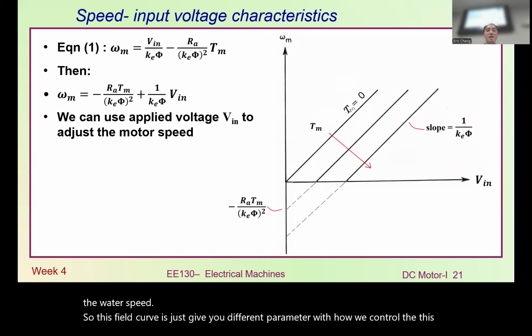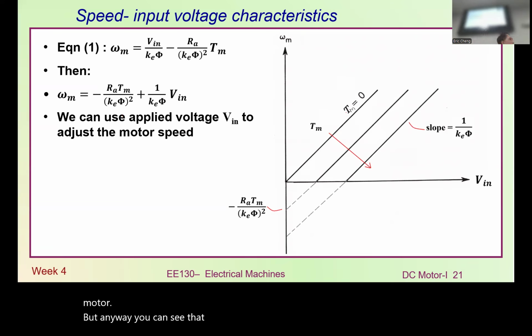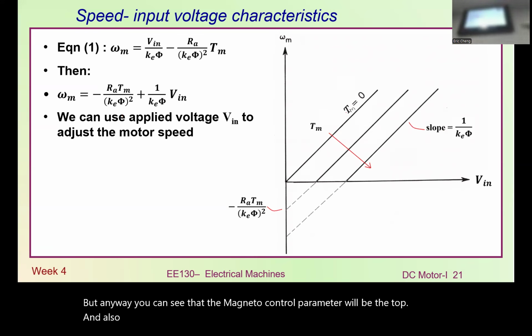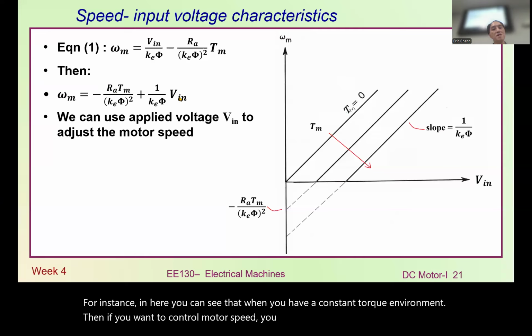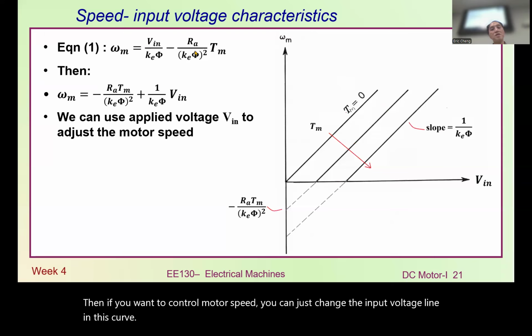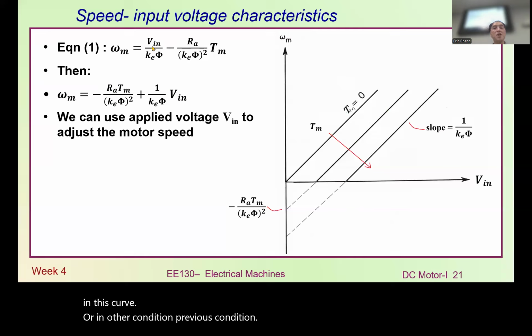So this curve just gives you different parameters for how we control the DC motor. But anyway, you can see that mainly the control parameters will be the torque and also the motor voltage. For instance, here, when you have a constant torque environment and you want to control motor speed, you can just change the input voltage, like in this curve. Or in the other condition, you can also plot the motor speed against the motor torque. So the two equations are the same, just different independent parameters.